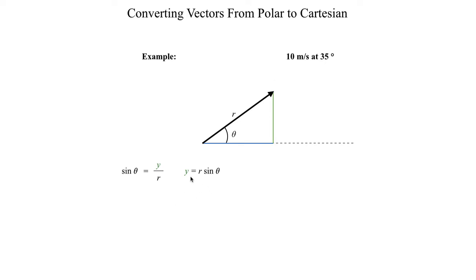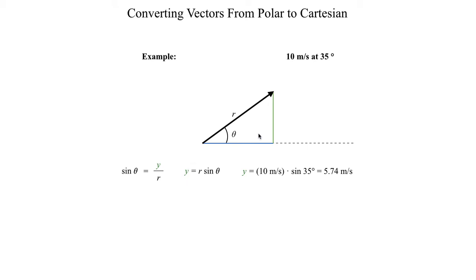In this particular example, to calculate the y component, we take the magnitude, 10 meters per second, and multiply by the sine of our angle, 35 degrees. So we multiply 10 meters per second times the sine of 35 degrees, and the end result is 5.74 meters per second. That tells us that the y component of our velocity vector is 5.74 meters per second. That is, the portion of this velocity vector that extends in the y direction is 5.74 meters per second.